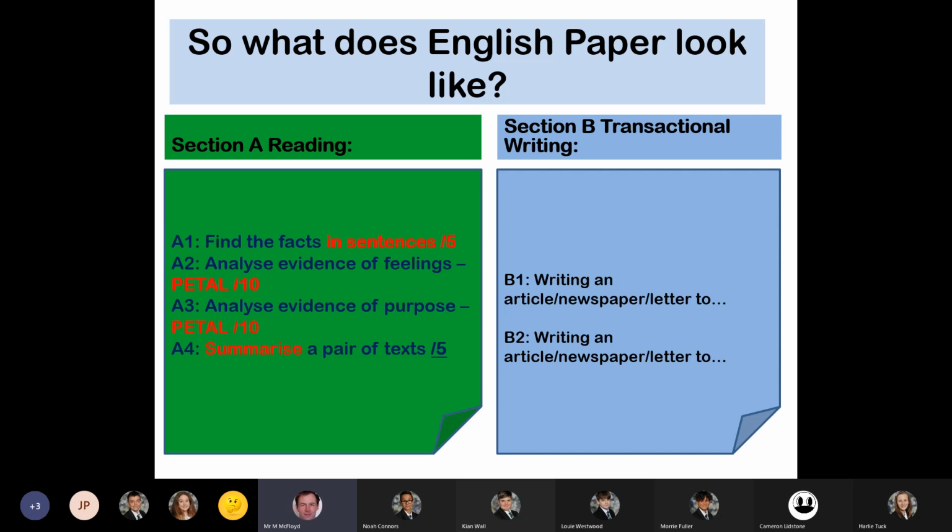The writing, that is the blue section, we've already done a lot of work on. You've done how to write newspaper, how to write a letter, how to write a speech.